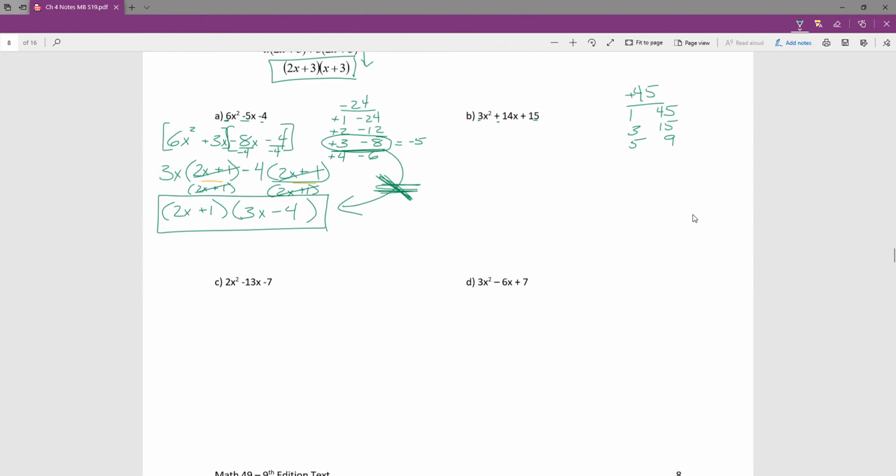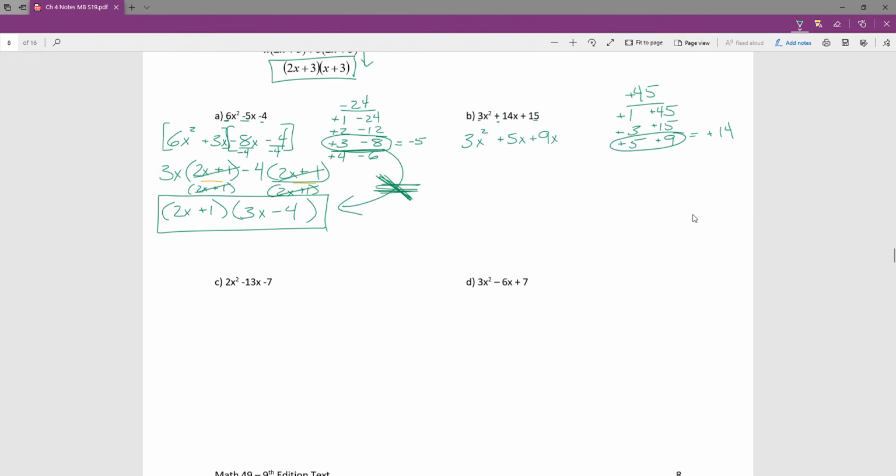I have a positive 45. I also have a positive b term. And so that means that all my factors are going to be positive. These ones are easier, I think. And that leads me to say that 5 and 9 are what's going to fit my AC test because they add to 14. They're factors of 45, but they also add to my b term. So they're the numbers that are going to decompose this middle term.